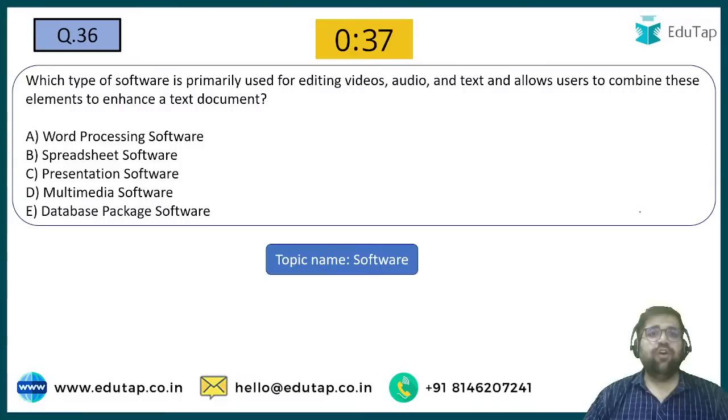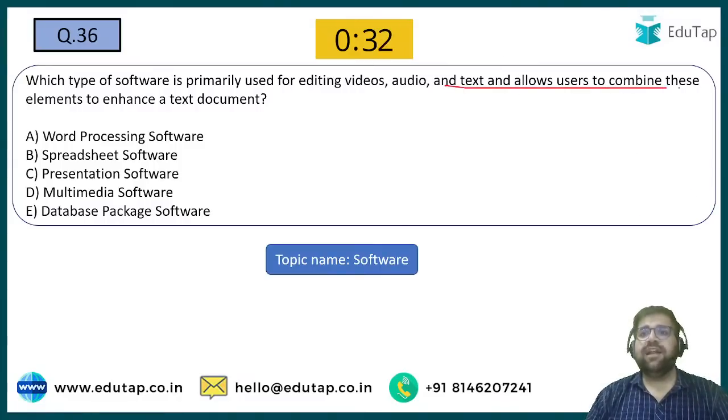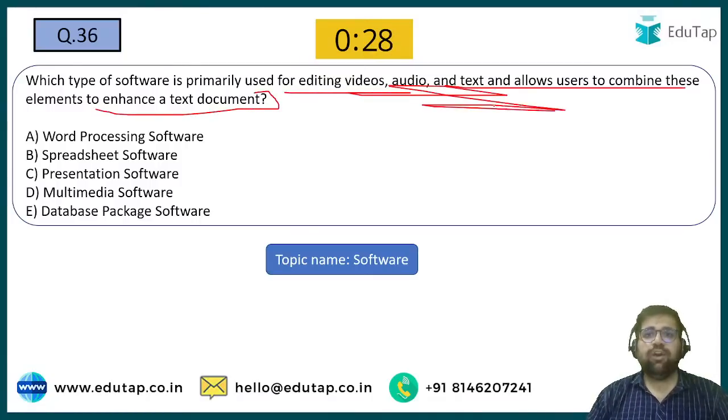What is the type of software that is primarily used for editing videos, audios, and text, that allows users to combine elements to enhance text documents? So you are editing audio. You are editing an audio. The answer should be over here.